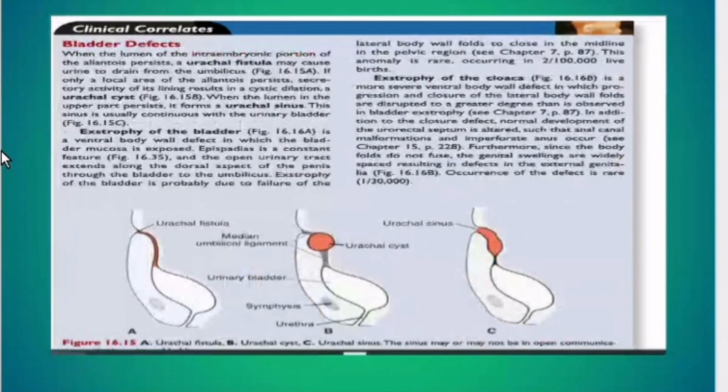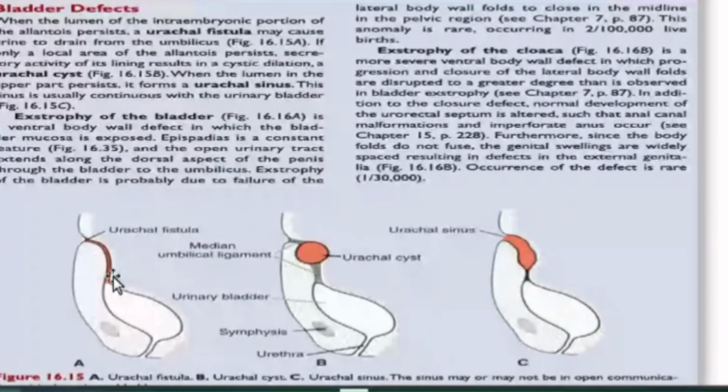Maybe just this last thing that we did not mention about the bladder defects. You remember when you have a patent urachus, you can have one whereby there's a complete connection between the urachus and the bladder, like this one. It's a urachal fistula. Or you can have a urachal cyst. It's just a cyst, not in communication with the bladder or the umbilicus. Or you can have what you call a urachal sinus.